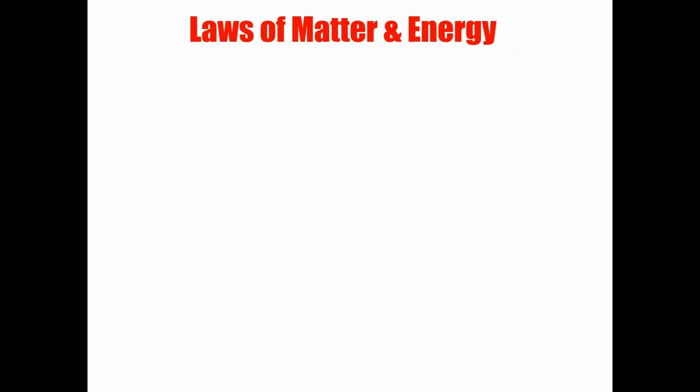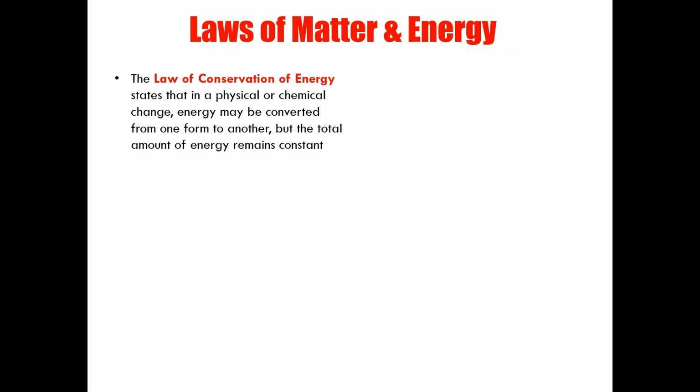The laws of matter and energy provide substantiation for the distinction scientists make between a system and its surroundings. The idea that energy will be transferred from one substance to another endlessly throughout the universe stems from the law of conservation of energy. The law states that in a physical or chemical change, energy may be converted from one form to another, but the total amount of energy remains constant.